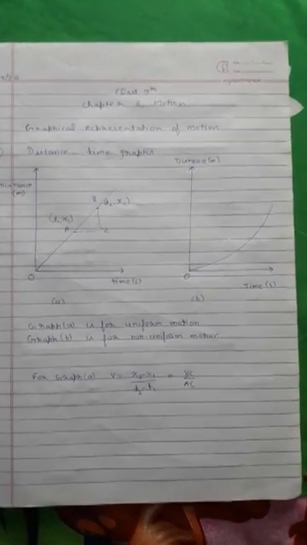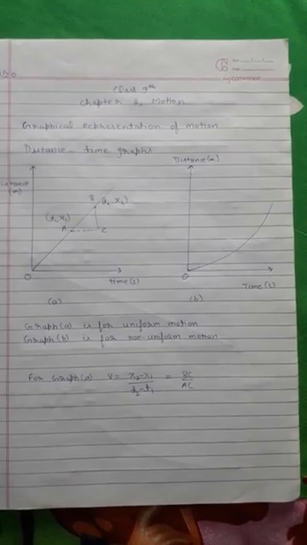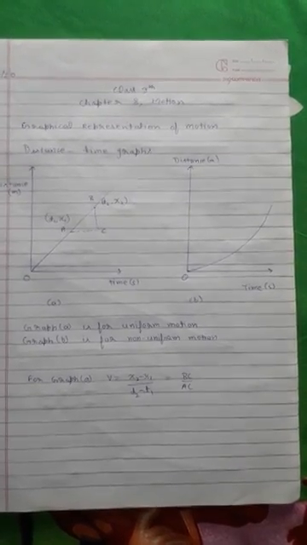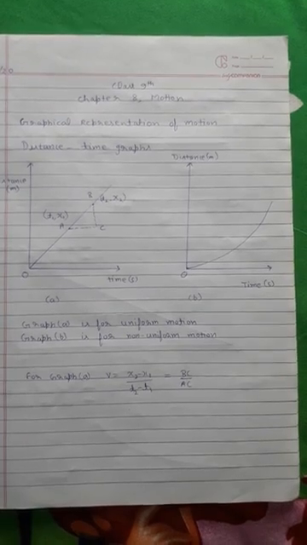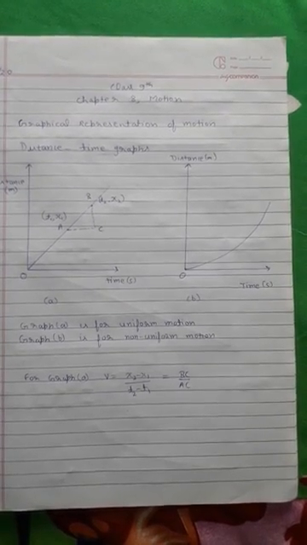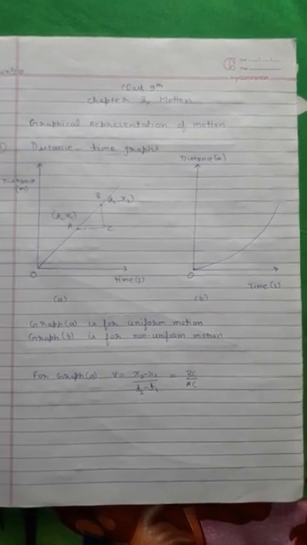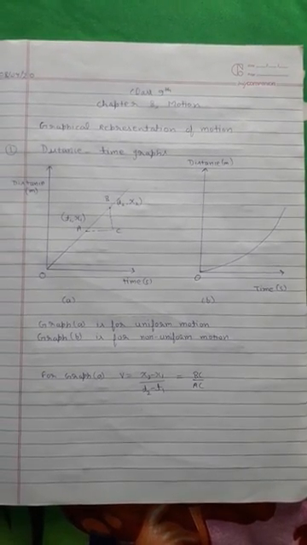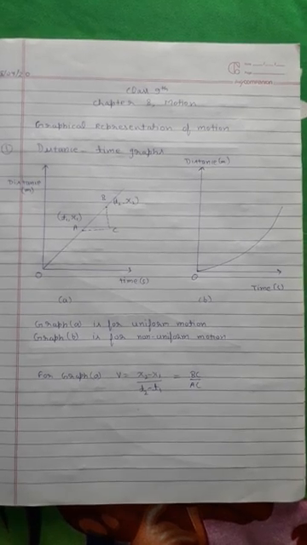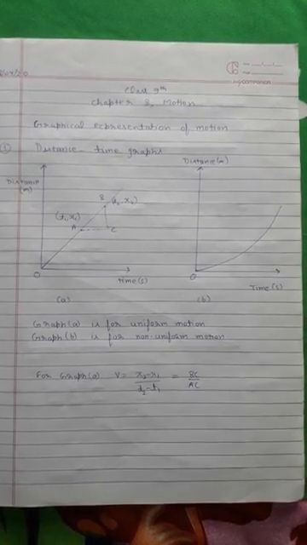Now look at the second graph. It is not a straight line. The graph is a curve. So this is for non-uniform motion, where velocity is changing and acceleration is present. So we have two graphs. One is a straight line, which is for uniform motion. Another graph, which is a curve, is for non-uniform motion.